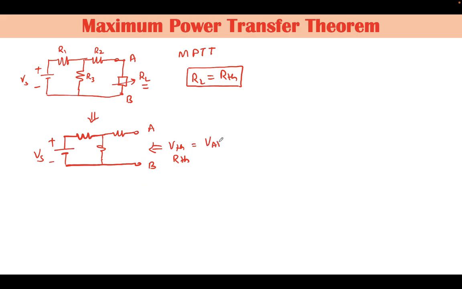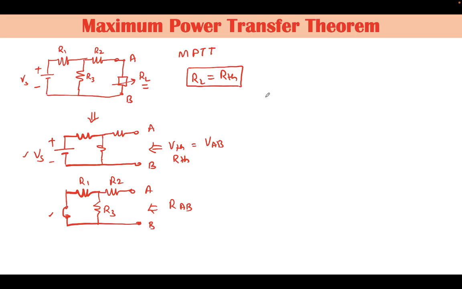Now to find the Thevenin equivalent resistance, first of all remove all the sources and replace them with their internal resistance. If it is a voltage source, then replace it with a short circuit. If it is a current source, then replace it with an open circuit across terminals A and B. The equivalent resistance, RAB, we can find by network reduction technique. Since we have a voltage source here, it is short circuited.